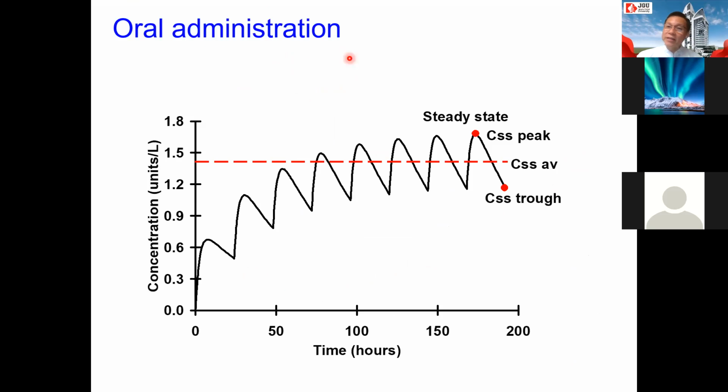This one is oral administration, multiple oral. So you have the steady state, average steady state, and we have the CSS peak and CSS trough. Just to mind that after the CSS, there is no more fluctuation. So the peak and the trough will be almost the same after it reached the CSS.